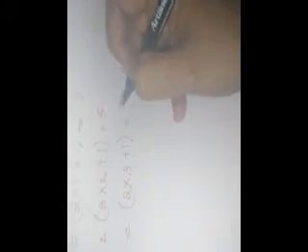t1 is equal to 2n plus 1, so 2 into 1 plus 1, and you will be getting an answer of 3. Next, t2 is equal to 2 into 2 plus 1, which is equal to 5. t3 is equal to 2 into 3 plus 1, which is equal to 7. Like that it keeps on going. So the arithmetic progression is 3, 5, 7, dot dot dot. So this is your answer.